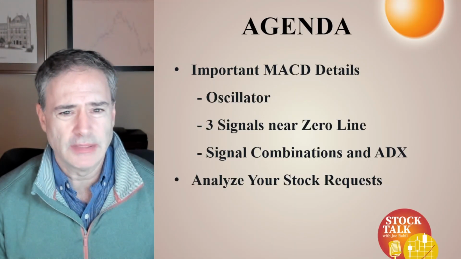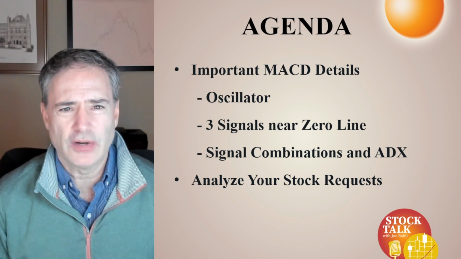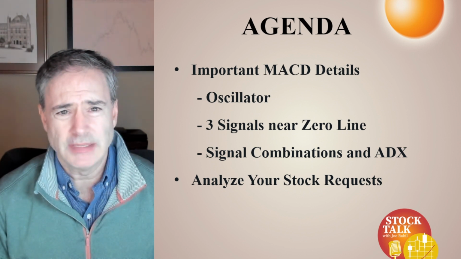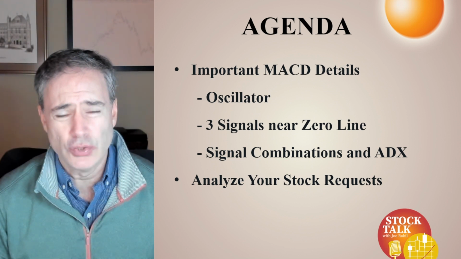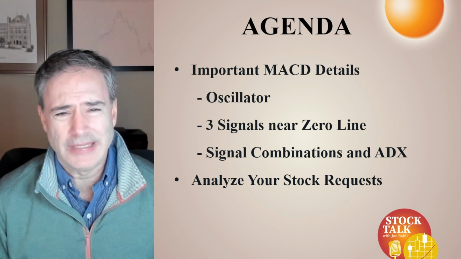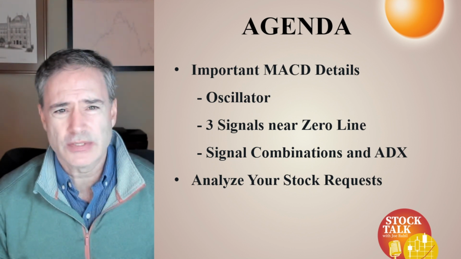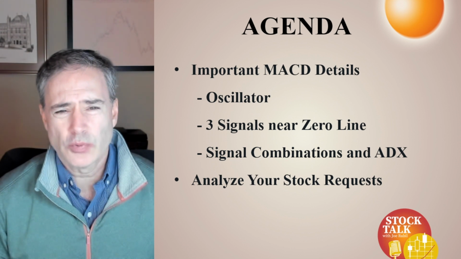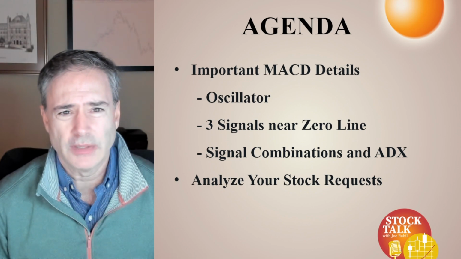Let's go ahead and look at the agenda. To me, these are pretty important details that you have to understand with any oscillator, which MACD is. I'm going to show how oscillators should be used in uptrends versus in a neutral trend. There's a difference there. Then there are three different ways you can get signals near the zero line, and I want to talk about that. I also want to look for MACD combinations, as well as combinations with ADX. Once we're done with that, we'll go through the stock requests that came through this week. All right, let's get going on the lesson.